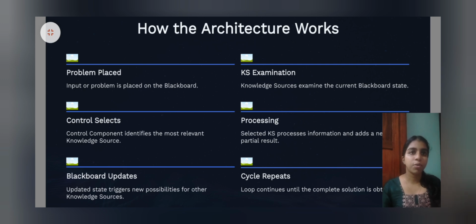Fifth, the Blackboard is updated with this new information. This update may create new opportunities for other knowledge sources to contribute. Finally, this cycle is continuously repeated until enough information has been collected and the complete solution is obtained.